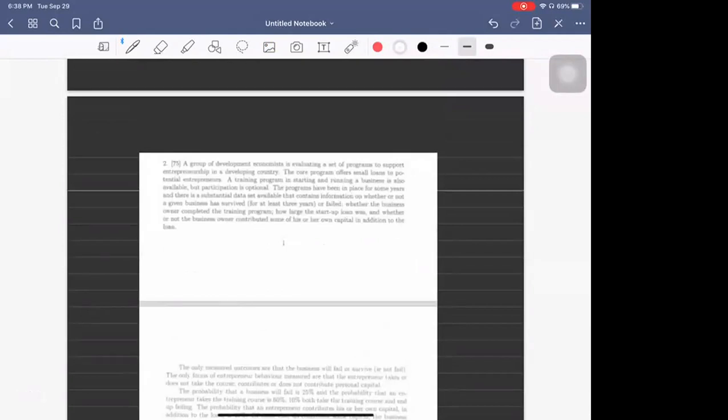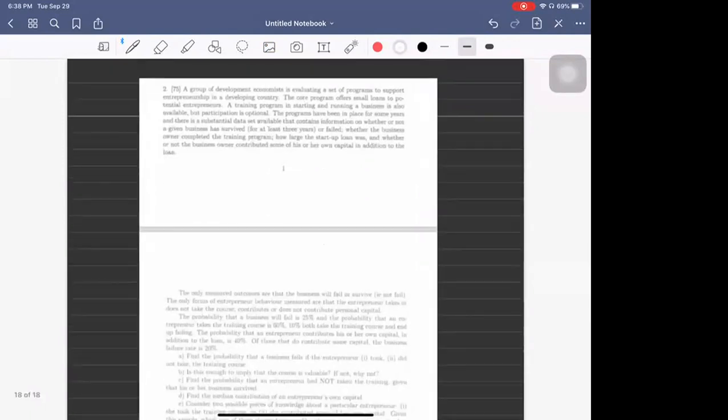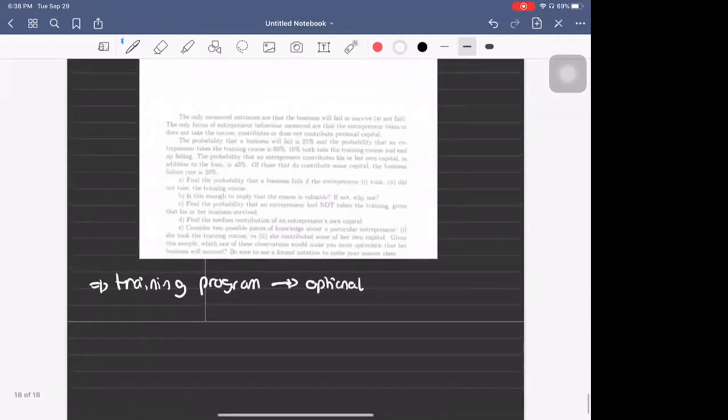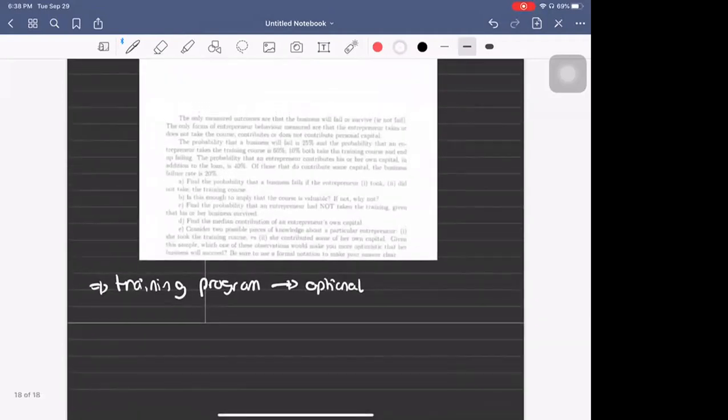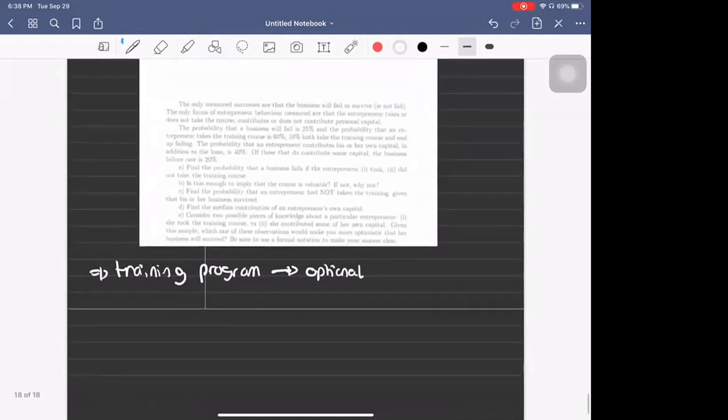The programs have been in place for some years, and there's substantial data about whether or not the business has survived, whether the entrepreneur completed the program, how large the startup loan was, and whether the person has contributed capital to support her business. That's about it. Not very important stuff. Now we want to look at the numbers. You can only fail or survive in your business.